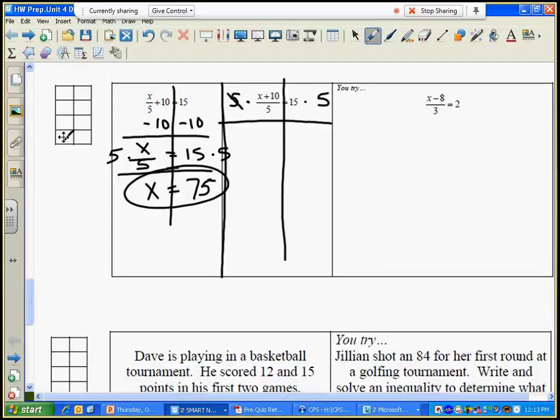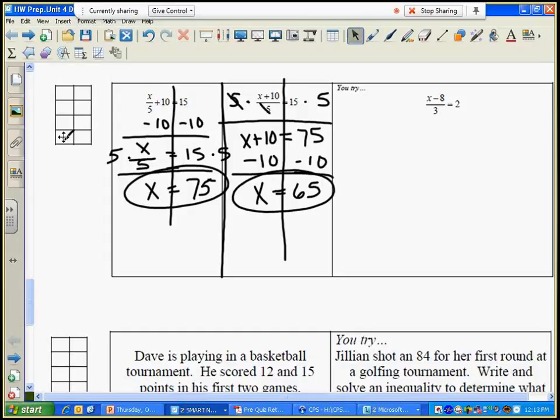You can see here the 5's cancel out. We get x plus 10. And on the right side, we get 75. To finish out the problem, we'll subtract away the 10. And then we get 65. Okay. Take a moment and try this problem over here on the right, and then I'll give you some feedback.